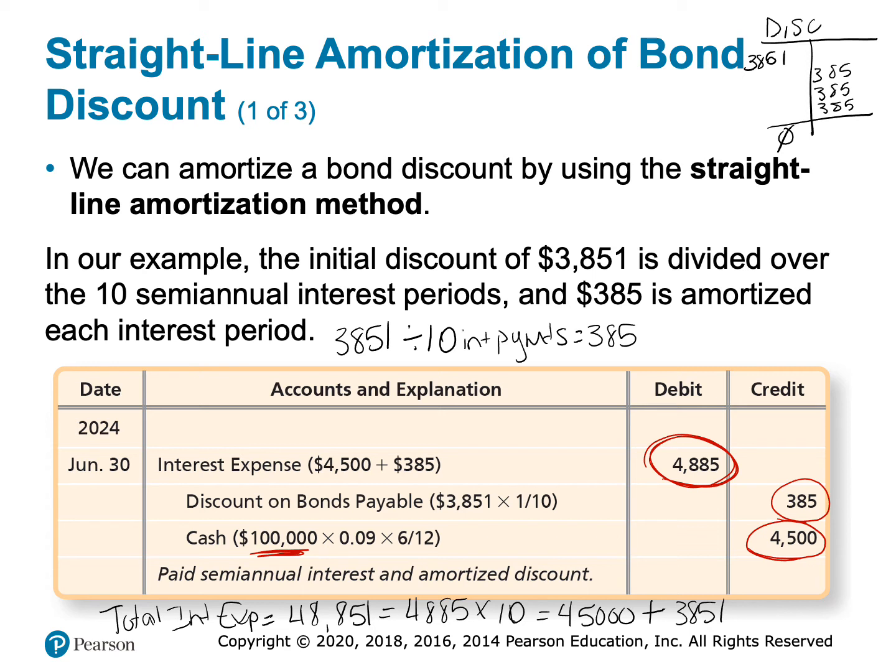So in this case, it would have cost us $48,851 to borrow 100,000. Remember, interest expense is also called the cost of borrowing. So sometimes you'll see it termed that way. What is the cost of borrowing? It's 48,851. So if we issue the bonds at a discount, the discount increases the interest expense.